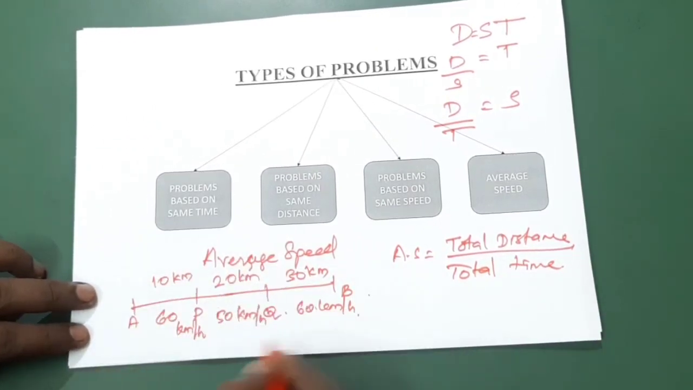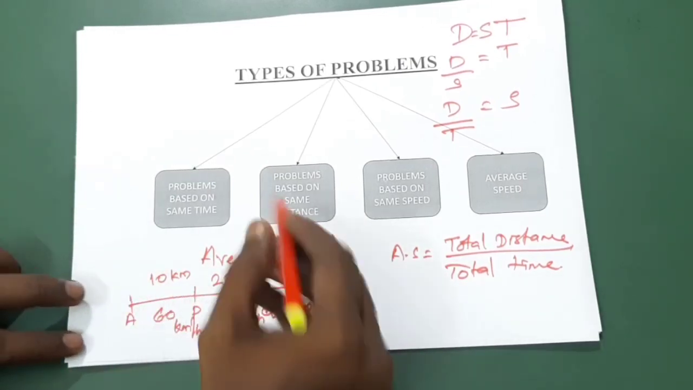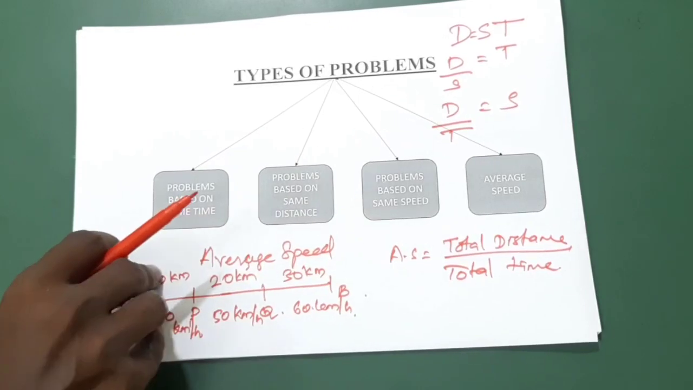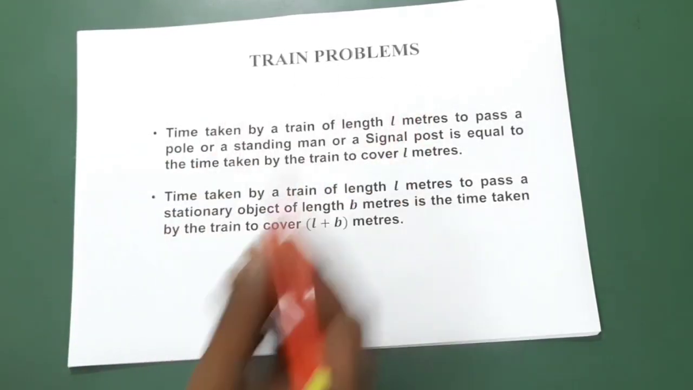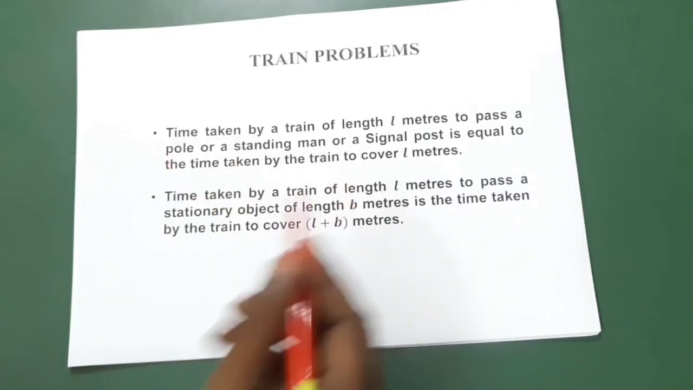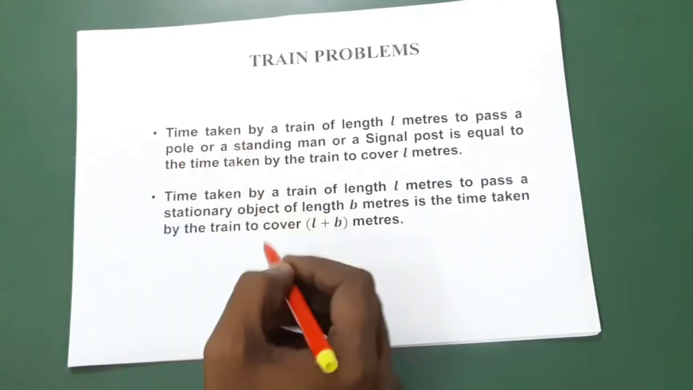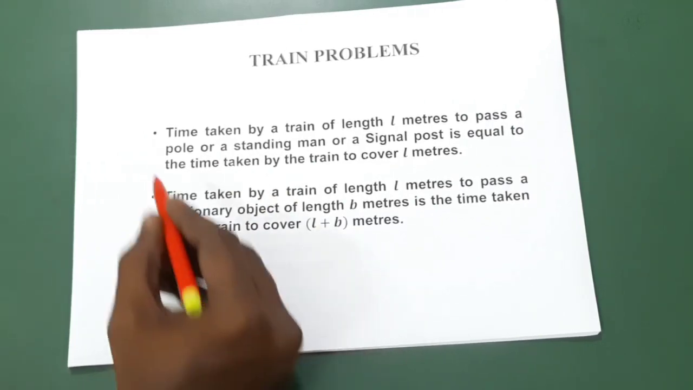So here we have to find the time covered from A to B. We are going to see some problems in these categories also. The next one is the train problem, as we have classified into 4 categories. In the train problem, we have 3 formulas.